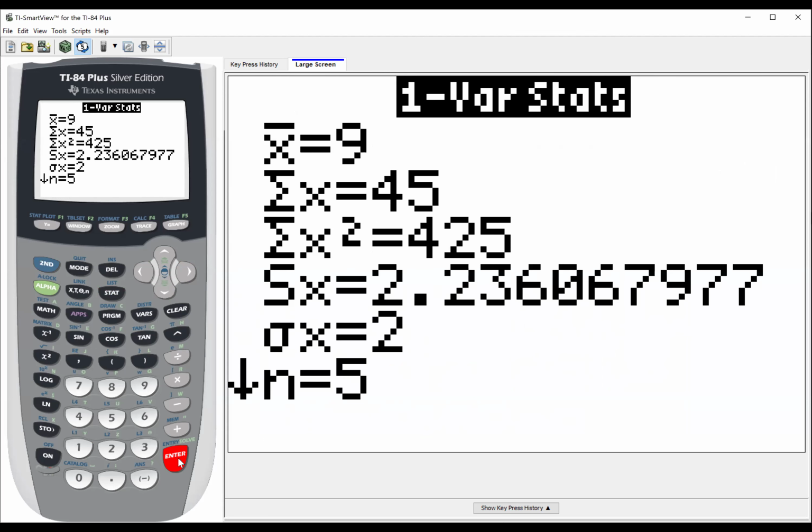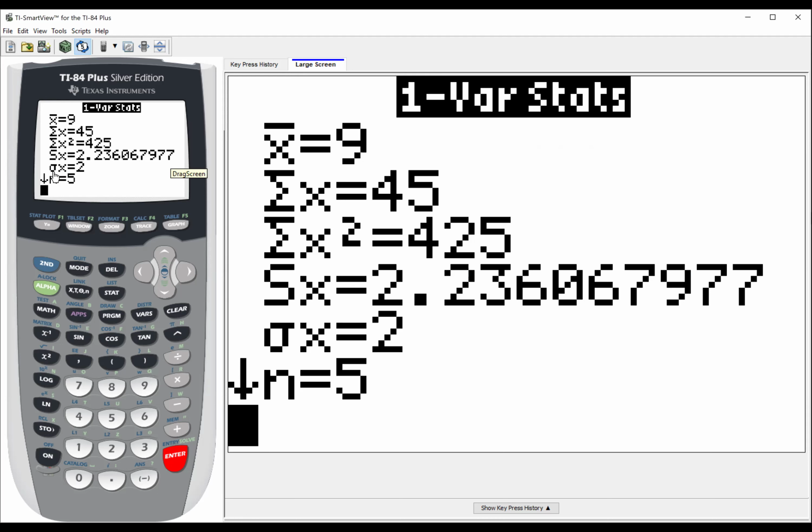And we're familiar with this input, right? We've done this a few times before. But now we're looking for the sample standard deviation, which in the calculator is the fourth one down in the output. It's S with the little x next to it. By default, the calculator uses a little sub x, but it's the same thing as S, the sample standard deviation. And you'll see it's equal to 2.236067977. That's the sample standard deviation.